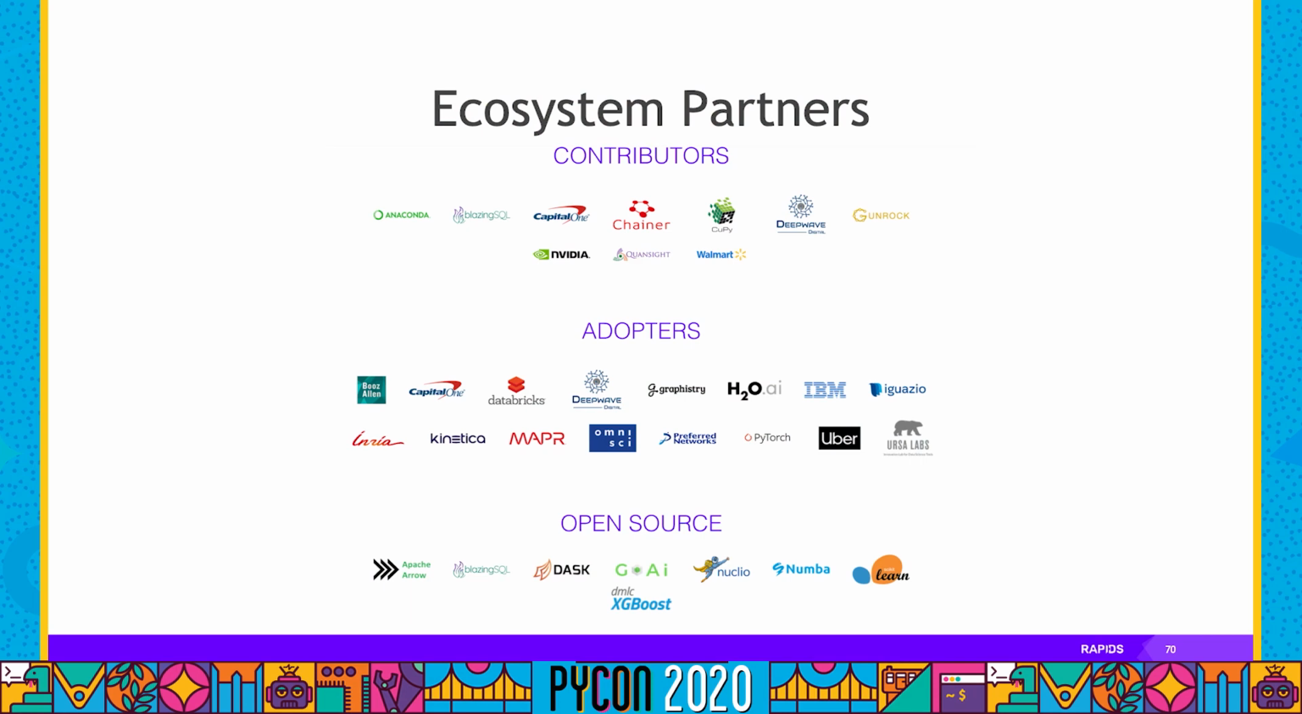These are some of our ecosystem partners. We have a lot of different contributors, everyone from Anaconda to organizations like Walmart and Capital One, to Gunrock out of UC Davis, to early adopters like Uber and Booz Allen, Capital One, OmniSci, IBM, to other players in the open source ecosystem like Nucleo, and I mentioned XGBoost, Dask, and Apache Arrow.